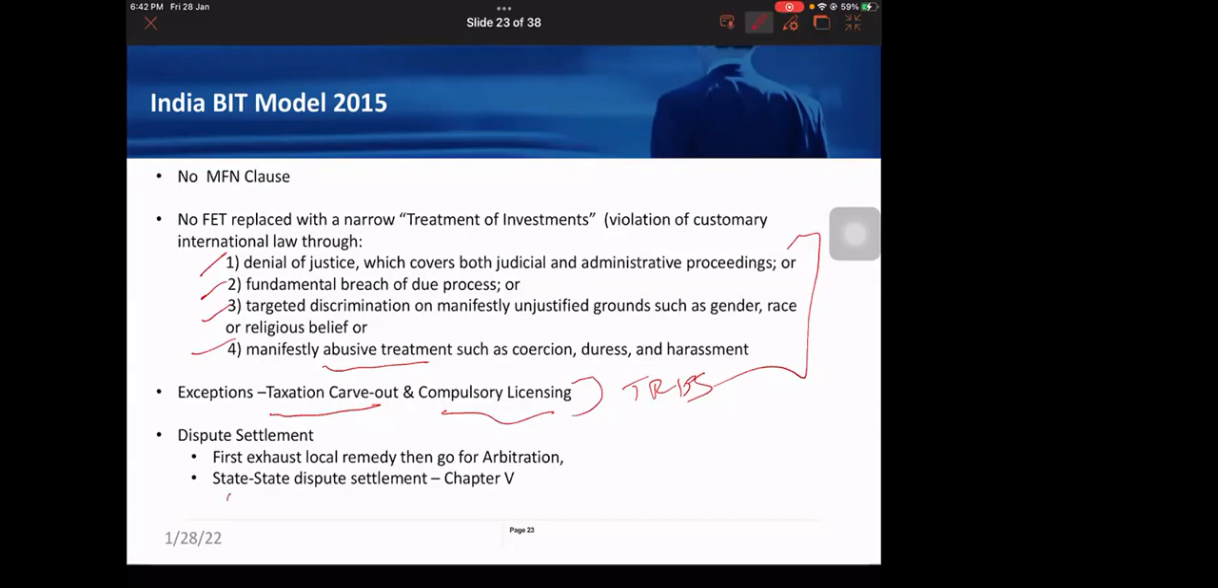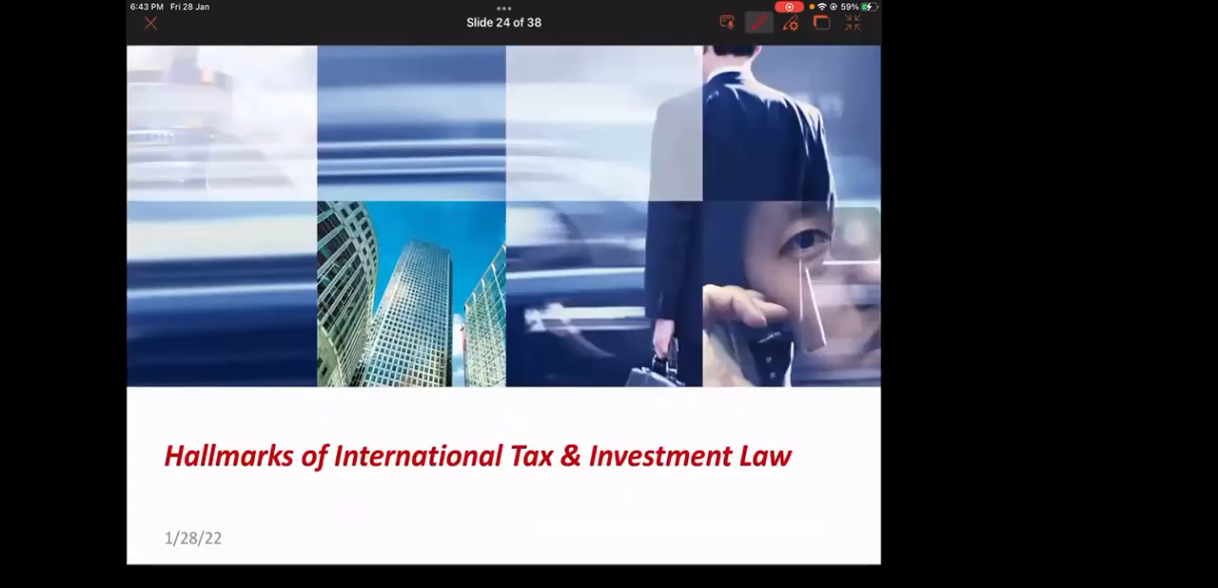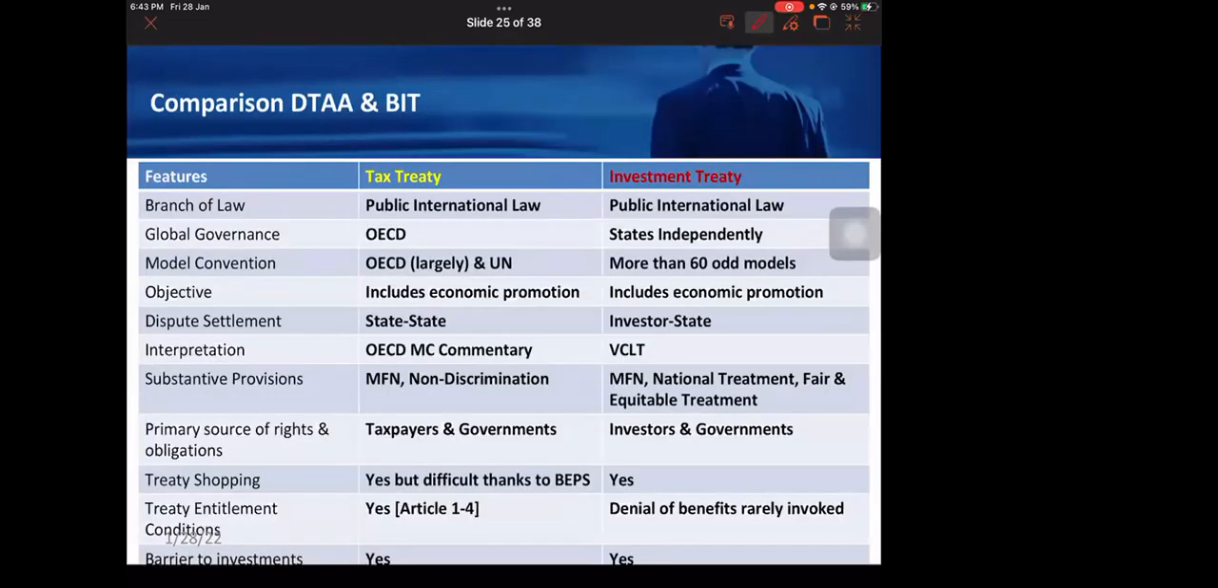And state-to-state dispute is also introduced. That is, if there's a treaty interpretation issue, then it has to be only through state-to-state, which is again very, I would say, unreasonable, because you can go to ISDS only for these 4 violations. So all in all, what it shows is India prima facie looks like they have come out with a new model which largely tilts towards the state than the investors.